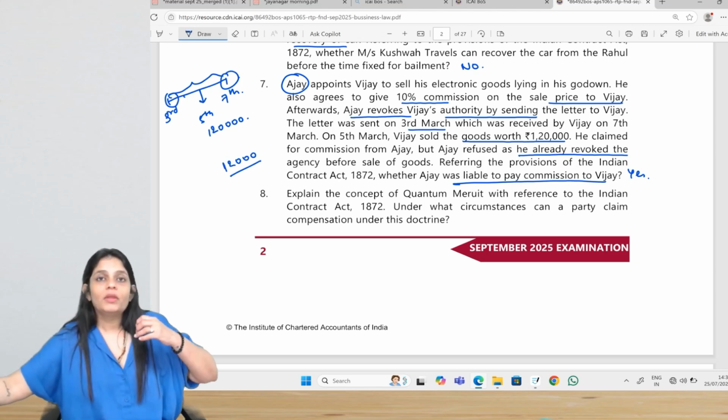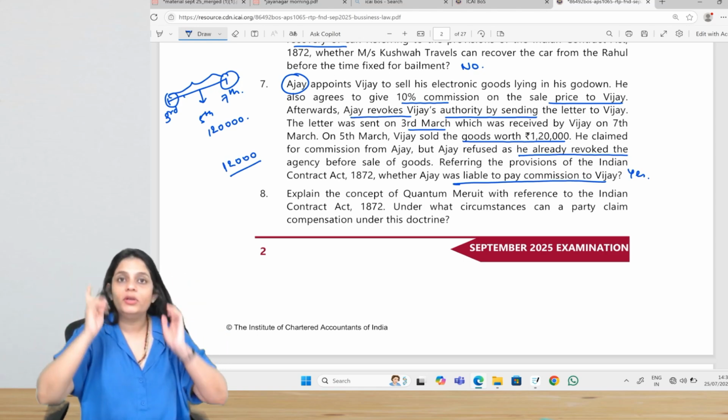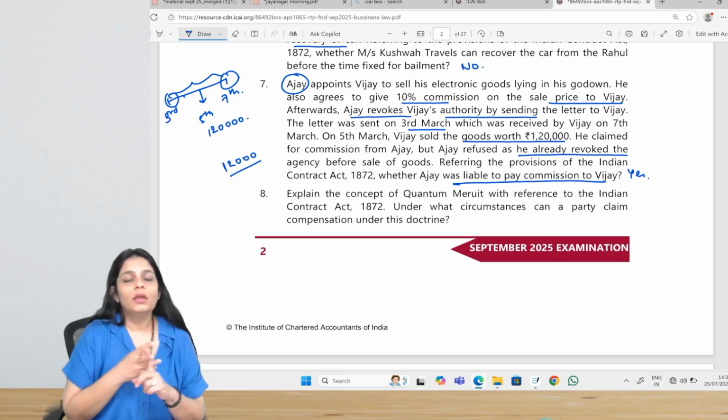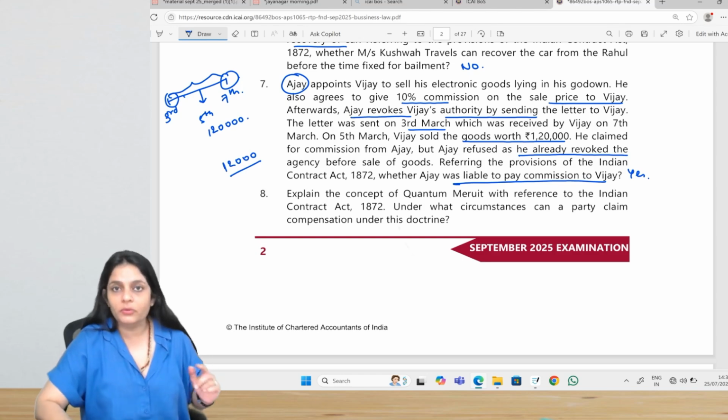But remember, the claim for quantum meruit arises only when the original contract has been discharged. And second, the claim is made by a person who is not a party to the default.